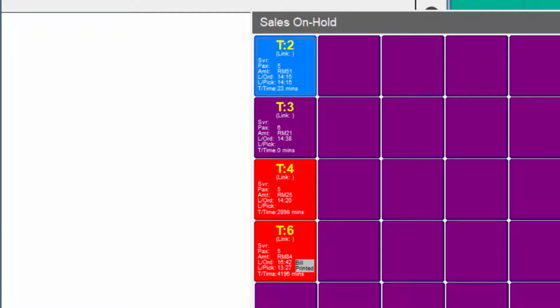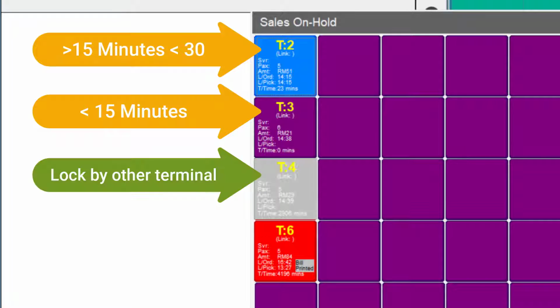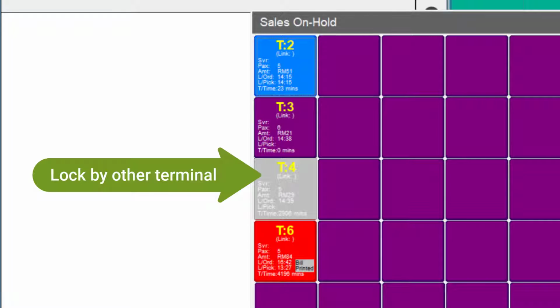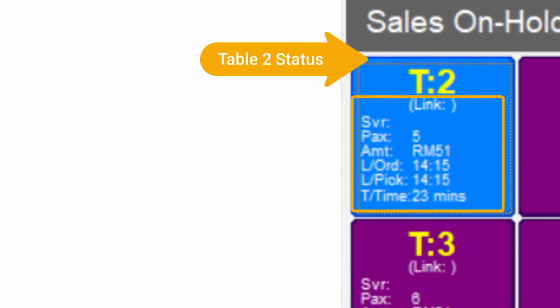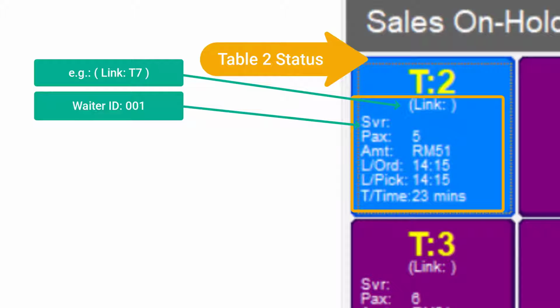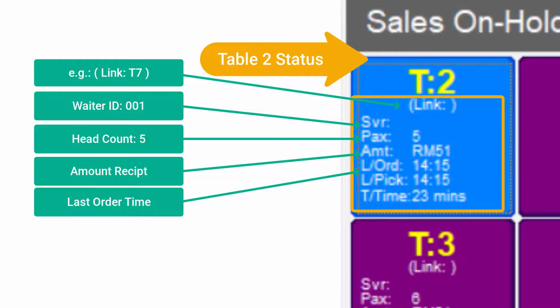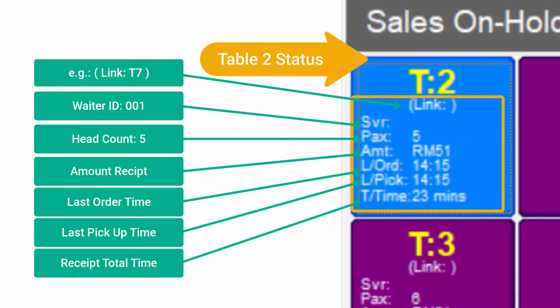There is a color indicator that shows how long the table has been active in minutes, from the first order until now. A table turned gray means the table is opened by another terminal. The current table number below shows the table has a link with another table number. It also shows which server is serving, head count for this table, roughly spending amount, last order, pickup, and the total time of the current status.